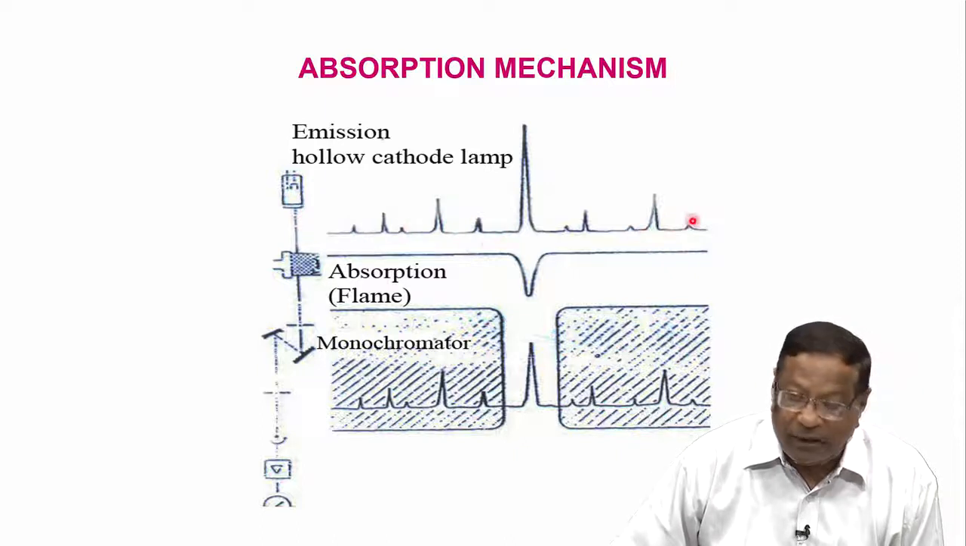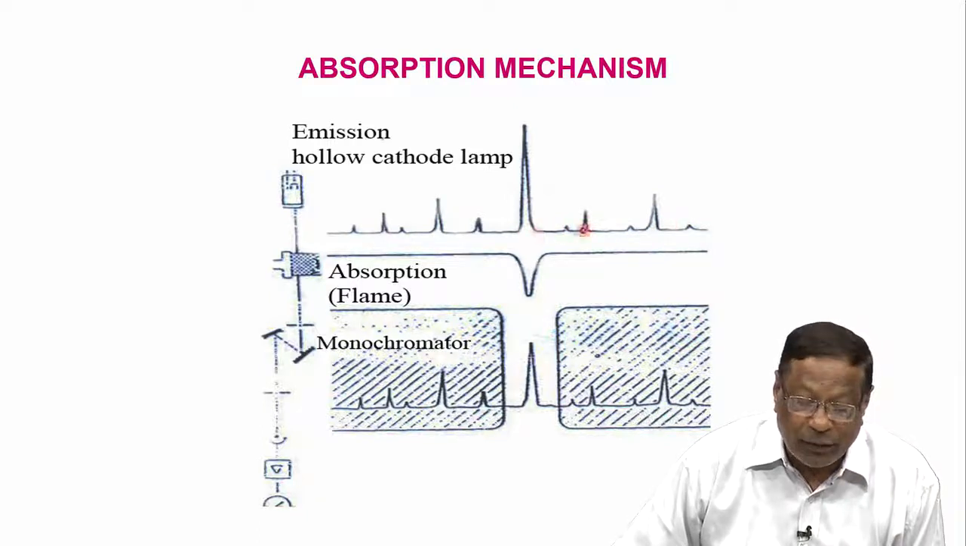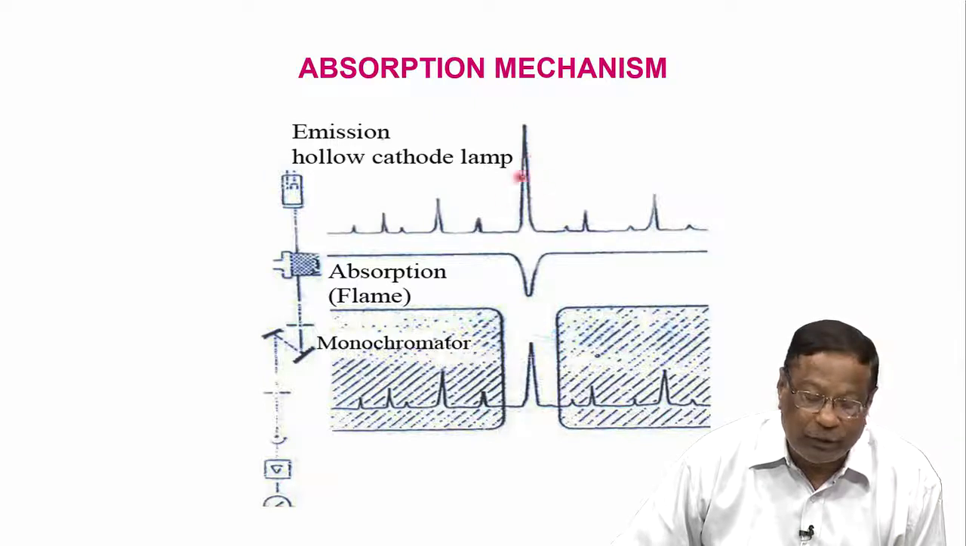Copper has several resonance lines, one is here, one is here, one is here, and another one is here, and there are several lines. These correspond to different wavelengths. Now, among these, which one will you choose for atomic absorption? Obviously, this one, because it is the strongest absorption, the strongest line.